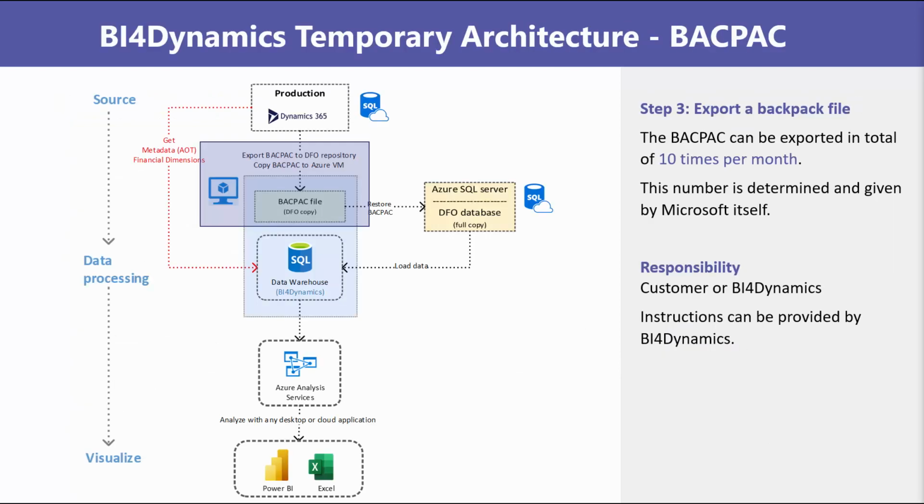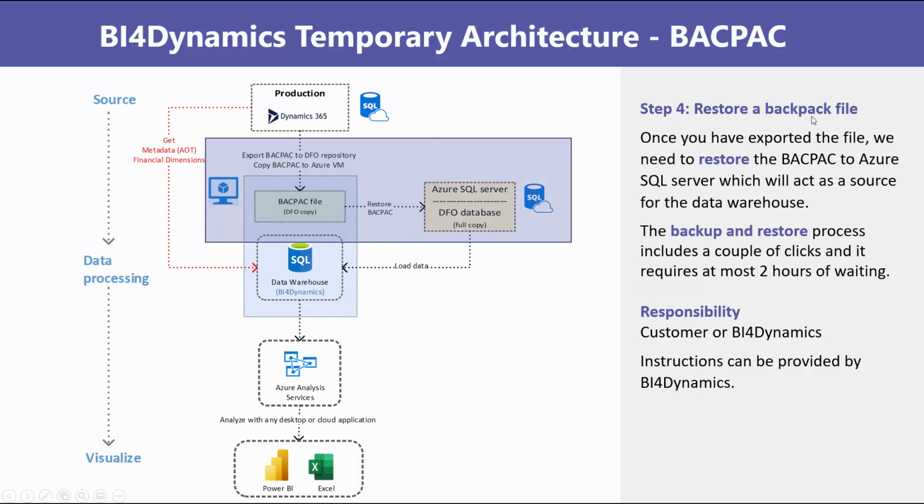Step 3, export a backpack file. The backpack can be exported a total of 10 times per month. This number is determined and given by Microsoft itself. Step 4, restore a backpack file. Once you have exported the file, we need to restore the backpack to Azure SQL Server, which will act as a source for the data warehouse. The backpack and restore process includes a couple of clicks and it requires at most 2 hours of waiting.